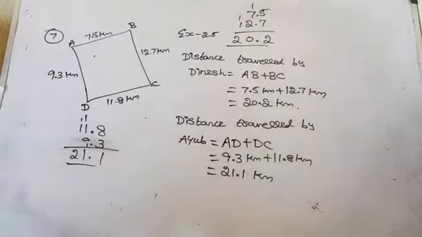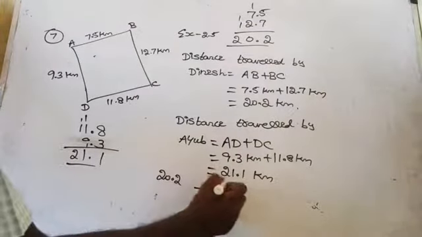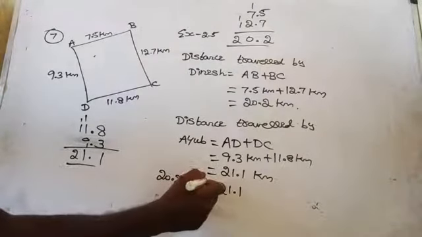Now who travelled more distance? Which one is greater, 20.2 or 21.1? Compare these two decimal numbers. Look at the whole numbers first: 20 and 21. Which one is the greatest whole number? 21.